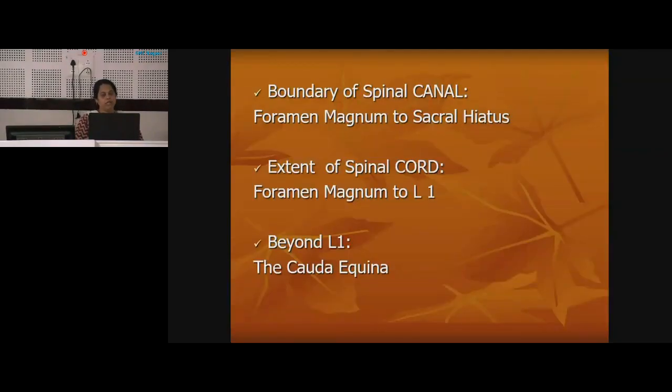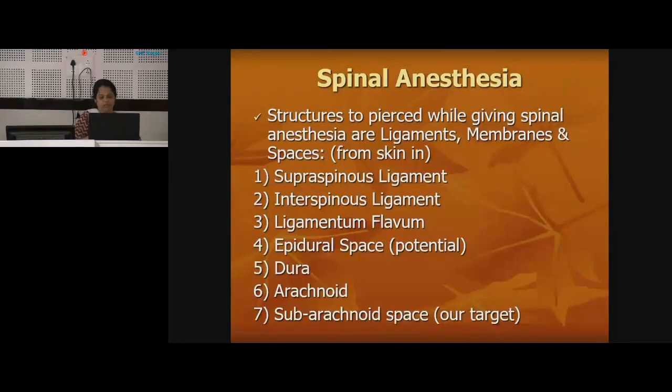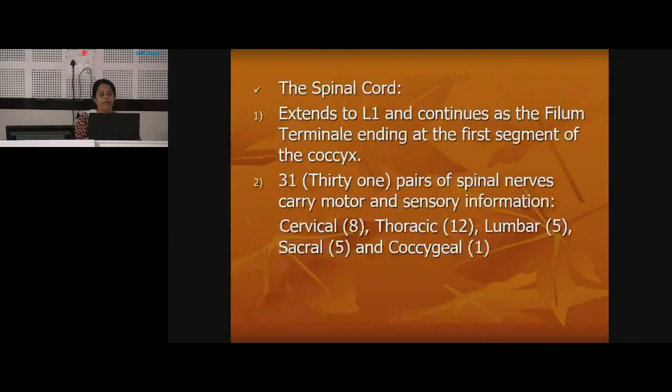The boundary of the spinal canal is from foramen magnum to sacral hiatus. And the extent of the spinal cord is from foramen magnum to L1. Beyond L1, the spinal cord continues as the cauda equina. The spinal cord extends to L1 and continues as the filum terminale, ending at the first segment of the coccyx. There are 31 pairs of spinal nerves that carry motor and sensory information: cervical 8, thoracic 12, lumbar 5, sacral 5 and coccygeal 1.